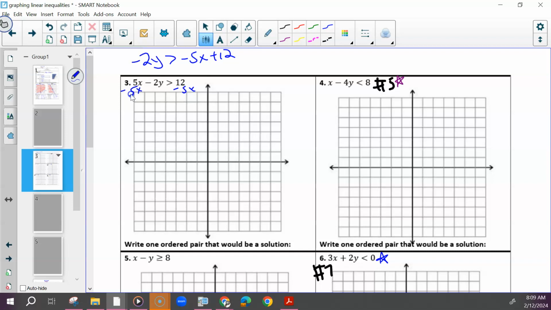And then divide everything by -2. What happens when we divide? It switches. The sign changes. So you remember that here, because if you don't change the sign, you will graph it incorrectly. So y is now less than 5/2x minus 6. So go ahead and graph that. Start at -6. Go up 5 to the right 2.